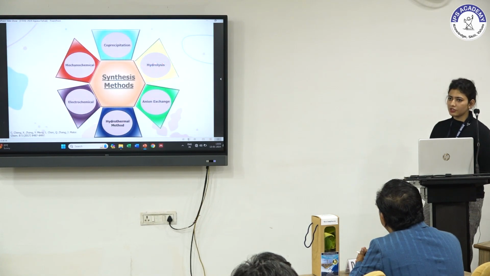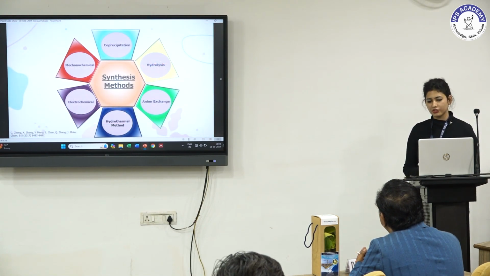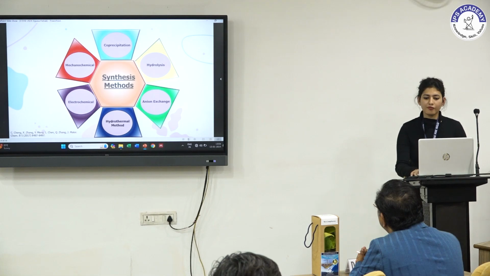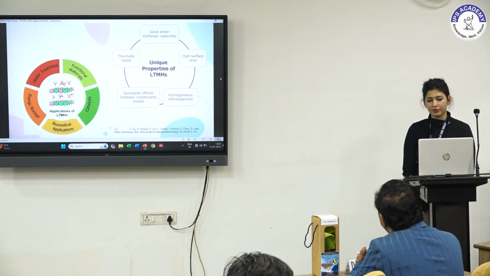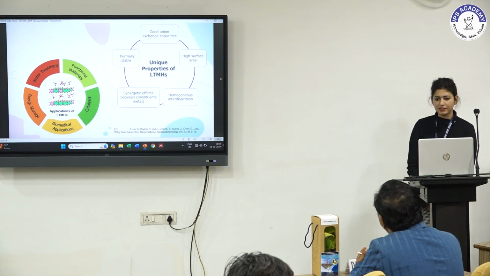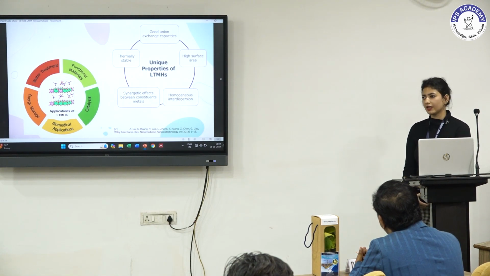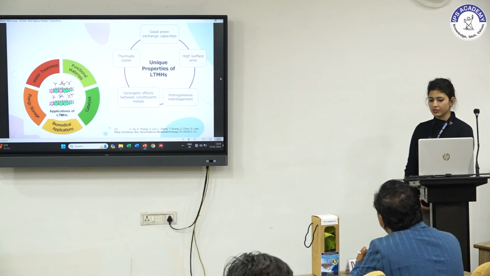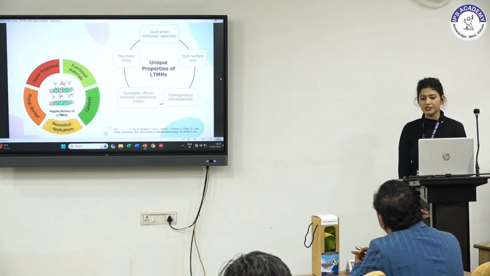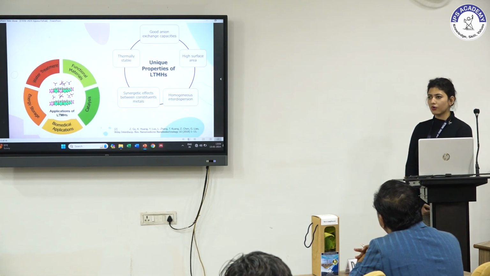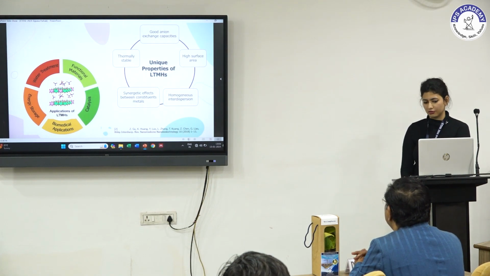There are many methods for the synthesis of LTMH, including co-precipitation, hydrolysis, anion exchange, hydrothermal, electrochemical, and mechanochemical methods. They are used in a wide variety of applications, including water treatment, functional materials, catalysis, biomedical applications, and energy storage, due to their unique properties. They have good anion exchange capacities and high surface area, due to which they can be used in photocatalytic and adsorption applications. They consist of a homogeneous interdispersion of materials, which is typically difficult to obtain using conventional laboratory methods. They possess synergistic effects between constituent metals, and they are also highly thermally stable.